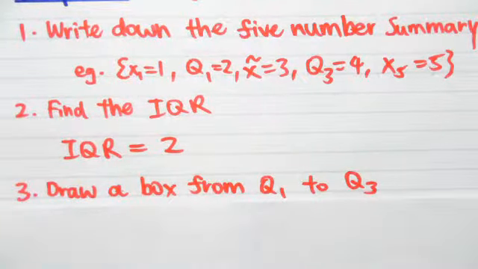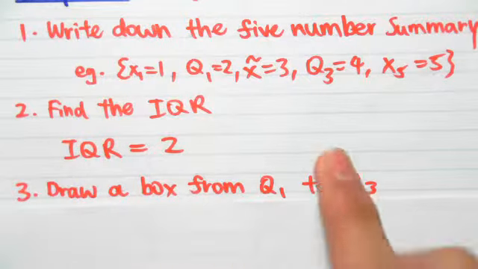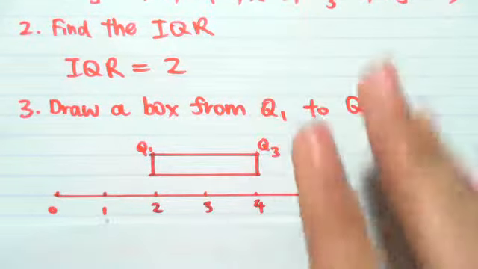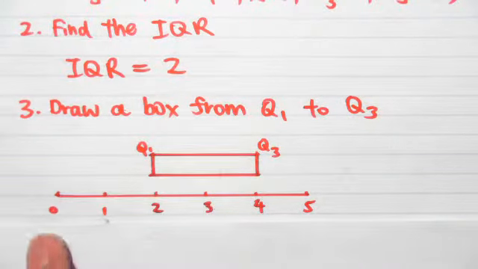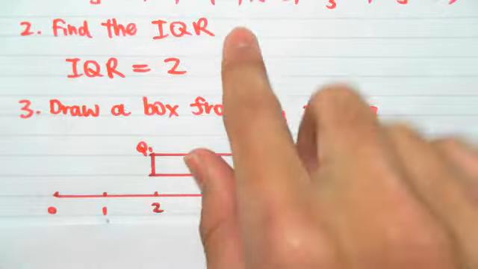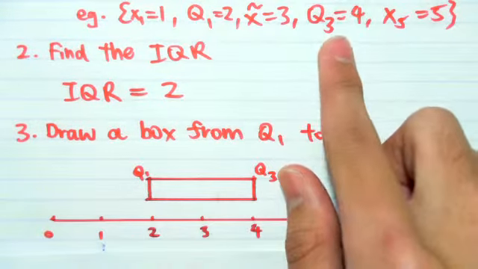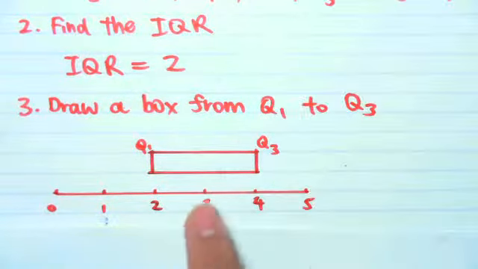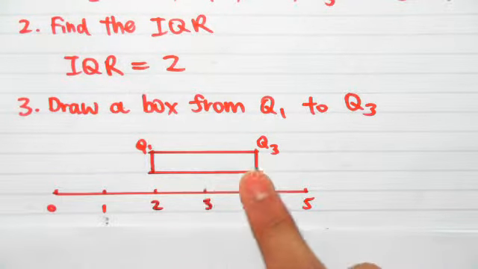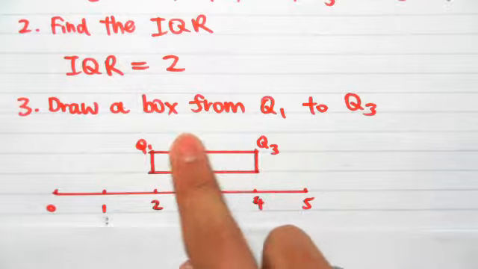The next thing we do is draw a box from Q1 to Q3. Let me elaborate. Firstly, we draw a scale that goes from 0 to 5. Then we find where Q1 is. Q1 was equal to 2, and Q3 is equal to 4. So we draw a line at Q1 and a line at Q3, and afterwards we draw a box around these two numbers.